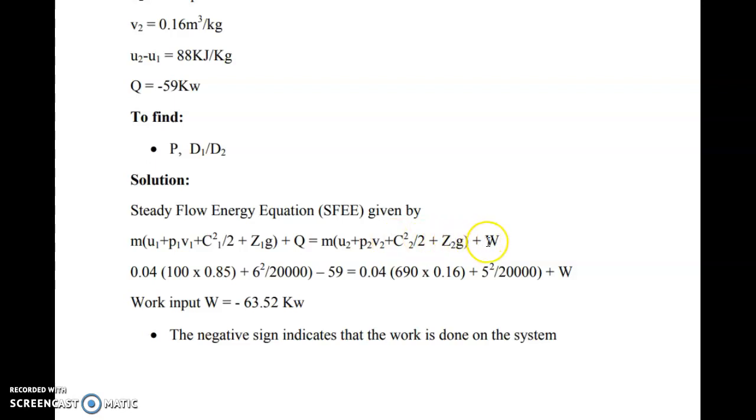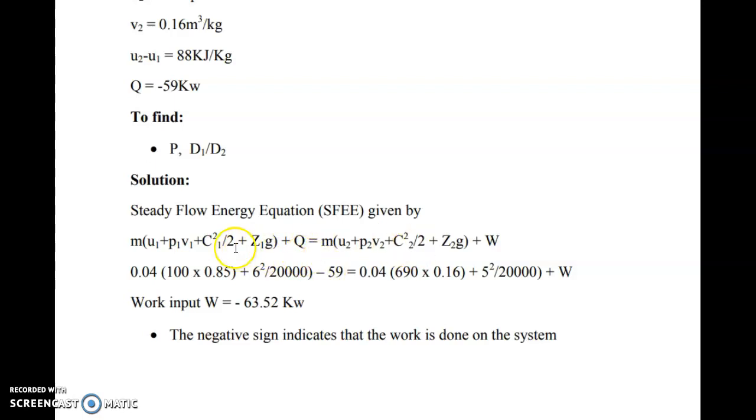Then work done. Okay. So here work done means for compressing the air, we are giving work input to the compressor. Okay. So Q means heat transfer. If the heat is going out of the system, means you have to take it as negative heat.